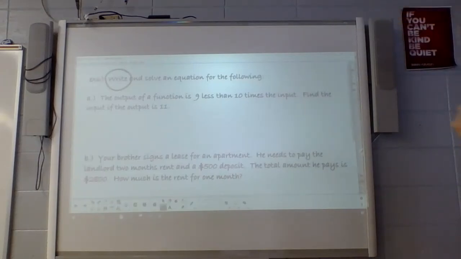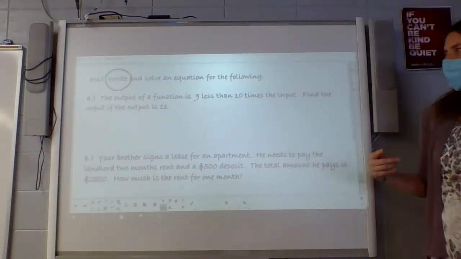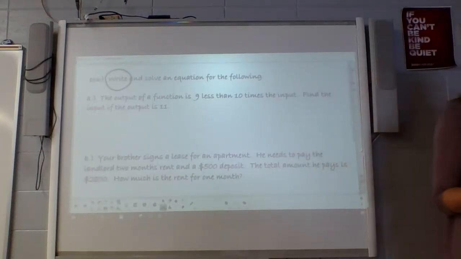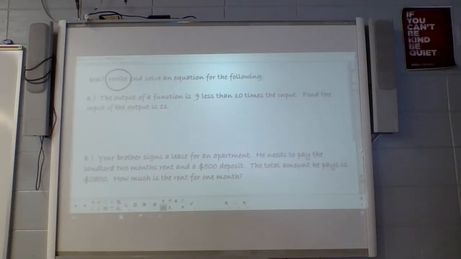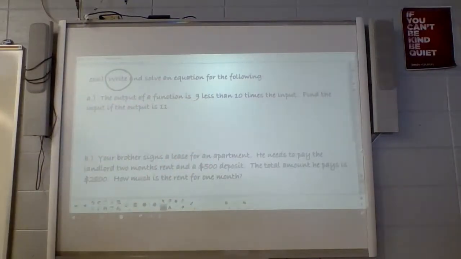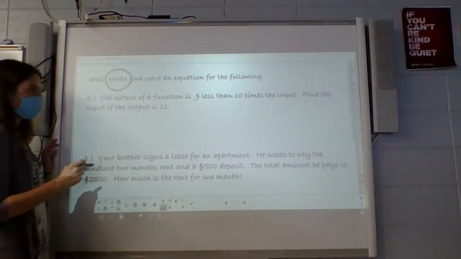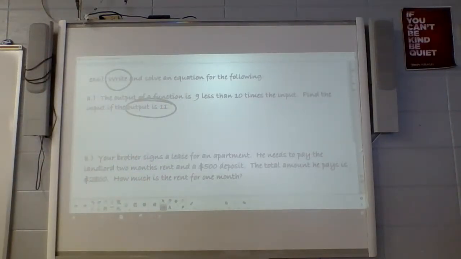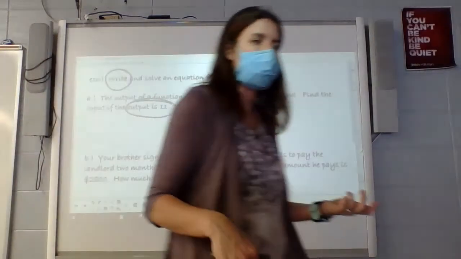Now, sometimes they use weird terms like these. The output of a function is 9 less than 10 times the input. That's kind of a confusing idea. But they're giving us the answer as the output. It said the output of a function is 9 less than 10 times the input. Find the input if the output is 11. They're giving us the answer here. Is 11. How do I write that in an equation?